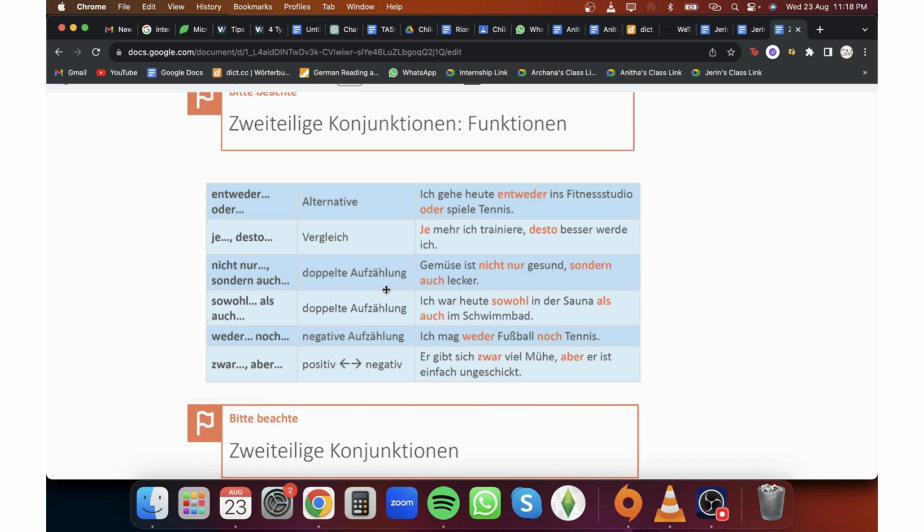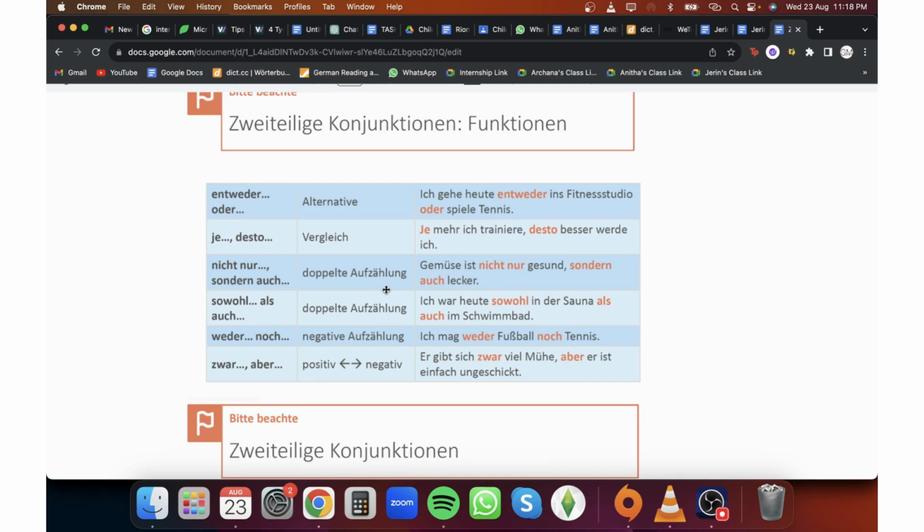Weder noch. Negative Aufzählung. Here also we have two items but we are not going to be choosing either of them. Negative. Ich mag weder Fußball noch Tennis. I don't like football and I don't like tennis either. How will we term it? I like neither football nor tennis. Zwar aber. As I told you with zwar aber, positive, negative or negative, positive. It can be the other way around also.